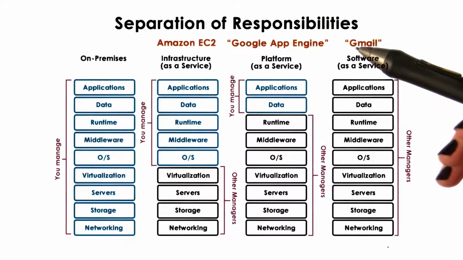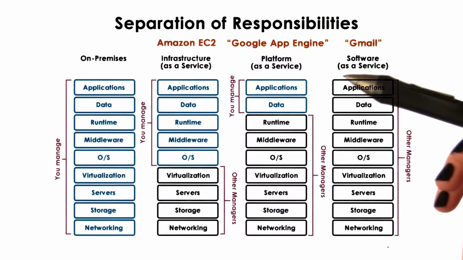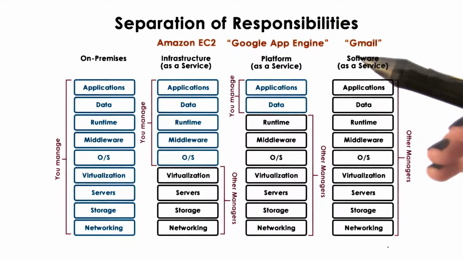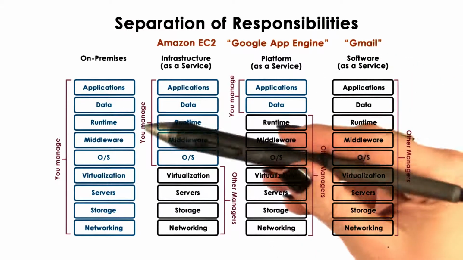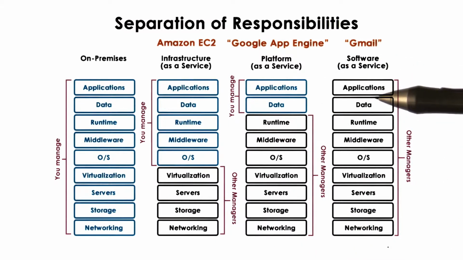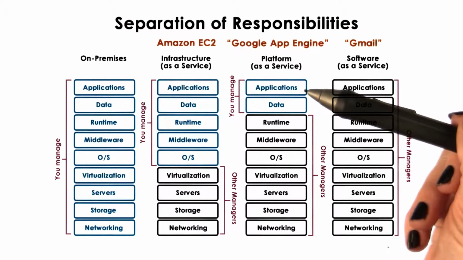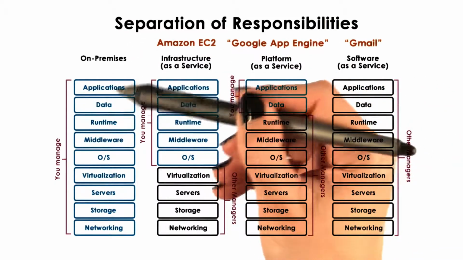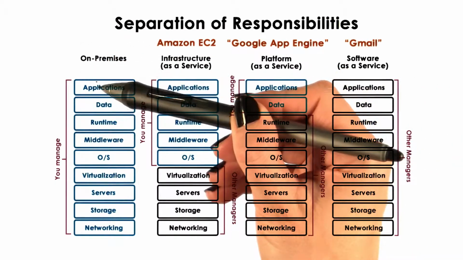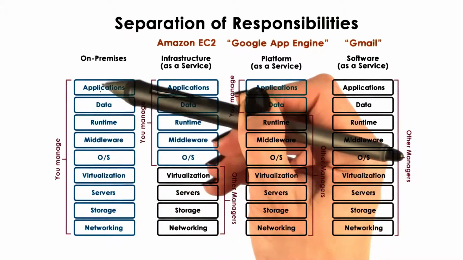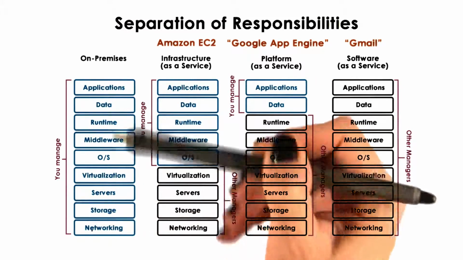The second way clouds are commonly differentiated is based on the service model they provide. Here's a great image that depicts the differences between the different service models. Without the use of cloud computing, you run your application on-premise, and that means that you have to take care of all of these different layers yourself.